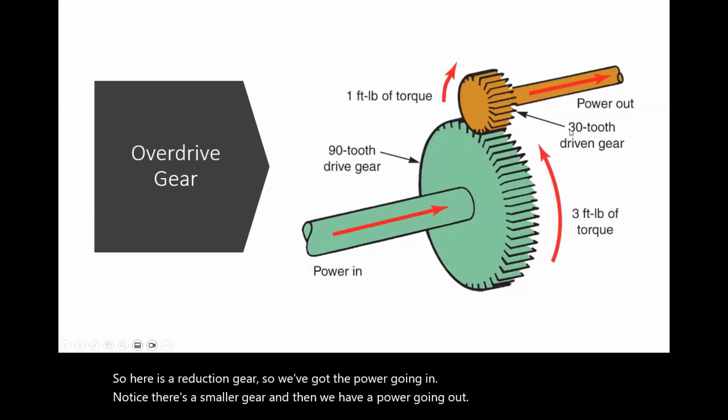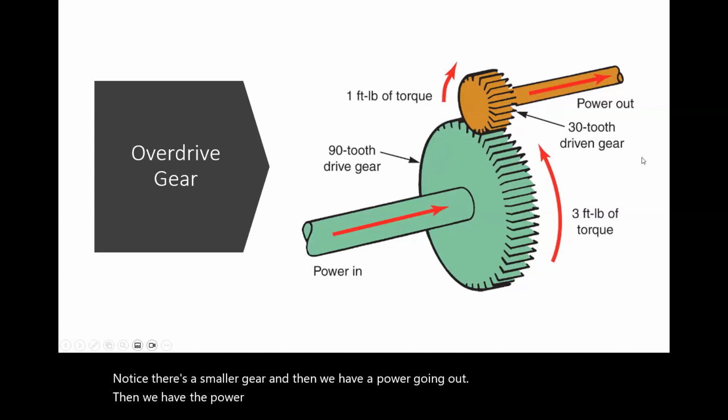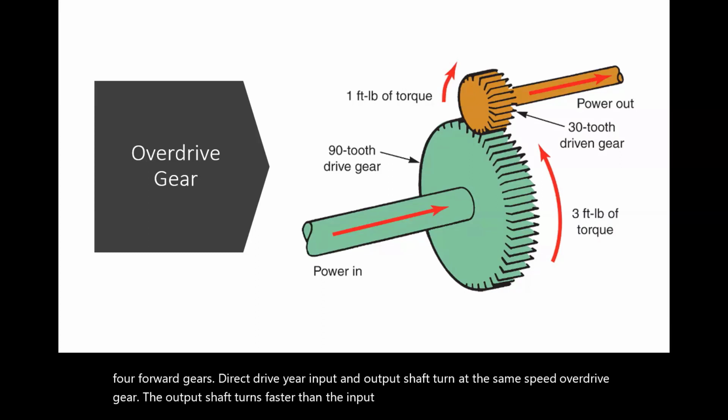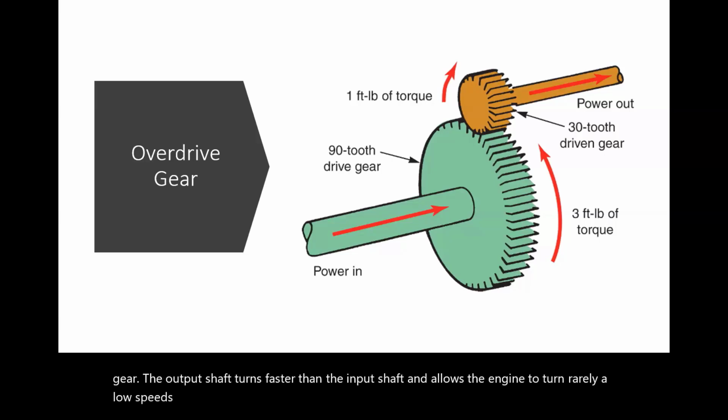Most modern transmissions have at least 4 forward gears. Direct drive gear: input and output shaft turn at the same speed. Overdrive gear: the output shaft turns faster than the input shaft and allows the engine to turn at relatively low speeds, giving better fuel economy.